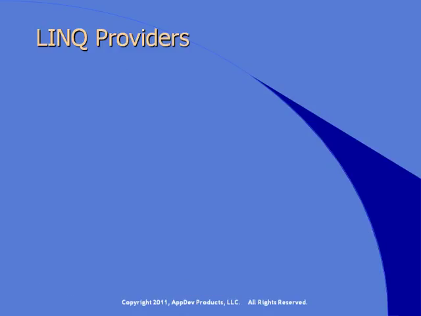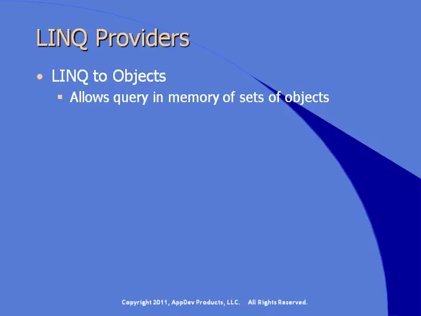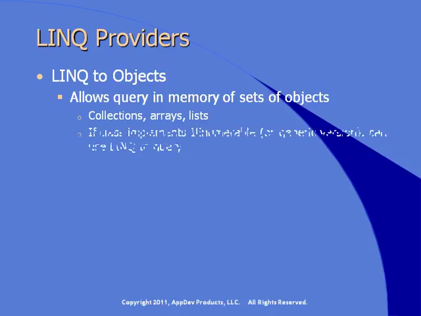Let's look at these providers in a little more detail. LINQ to objects allows us to query sets of objects in memory. Things like collections, arrays, and lists can all be treated as queryable objects. If the class implements IEnumerable, or the generic version of that interface, you can use LINQ to query that collection of objects.